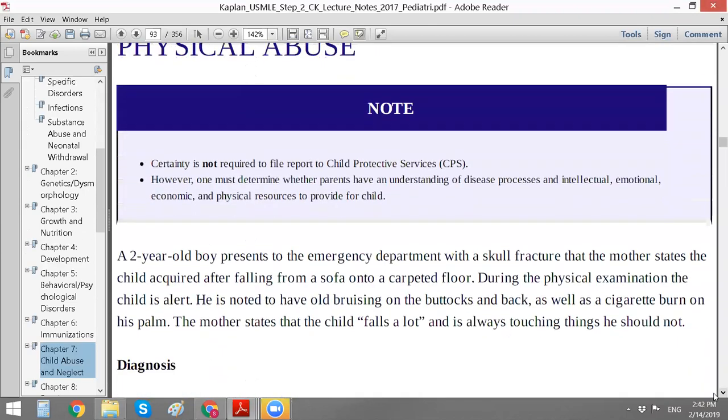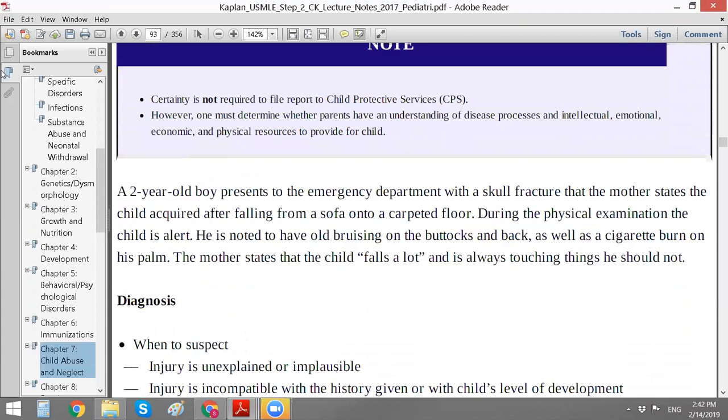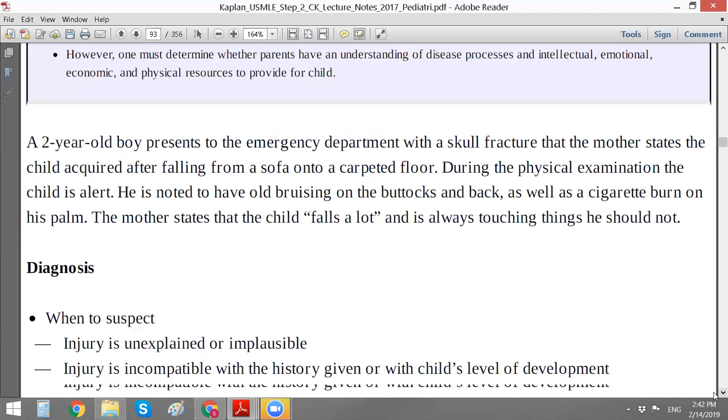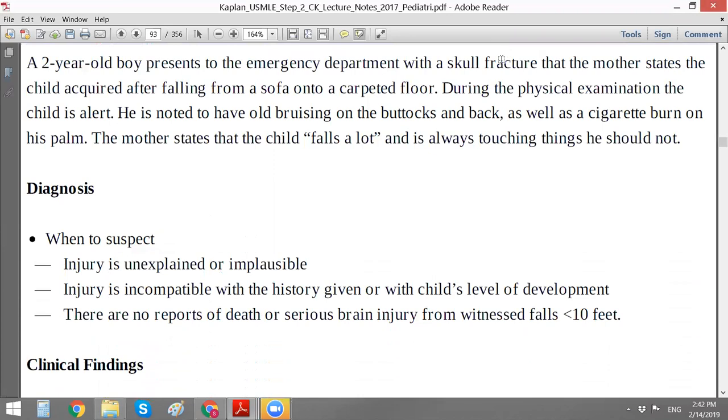Physical abuse. Certainty is not required to file a report to CPS. However, one must determine whether parents have an understanding of the disease process and the intellectual, emotional, economic, and physical resources to provide for the child. A 2-year-old boy presents to the emergency department with a skull fracture. The mother states the child acquired it after falling from a sofa onto a carpeted floor. During the physical exam, the child is alert. He is noted to have old bruising on his buttocks and back, as well as a cigarette burn on his palm. Mother states that the child falls a lot and is always touching things he should not.